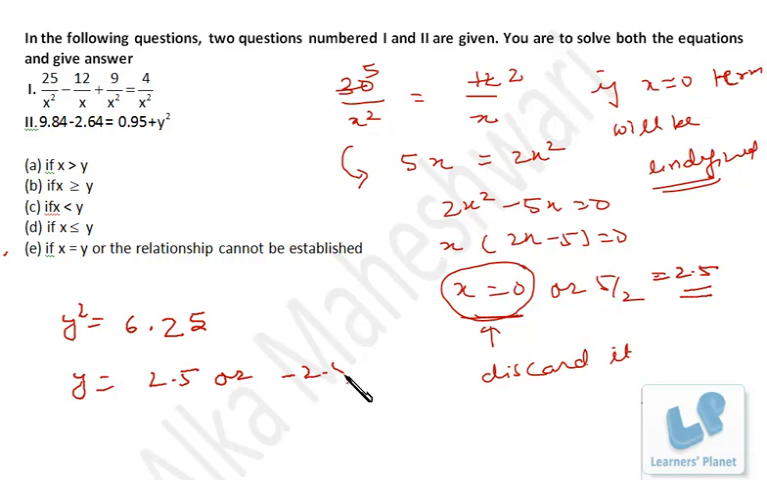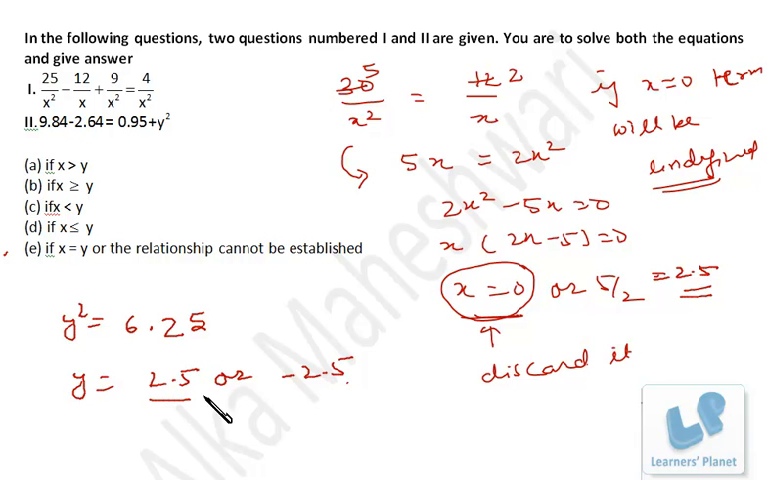2.5 or minus 2.5. This is the second mistake which most students make: y square is 6.25, so they take y equal to just 2.5 and forget minus 2.5, because the square of minus 2.5 will also be 6.25, right? And we are not given here that y will be a positive value. So y can be either 2.5 or minus 2.5. If it is given that y is greater than 0, then you have to discard this value. But in this case, we have to accept both the values of y.